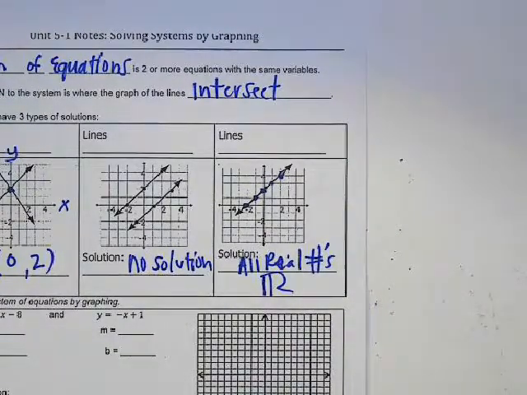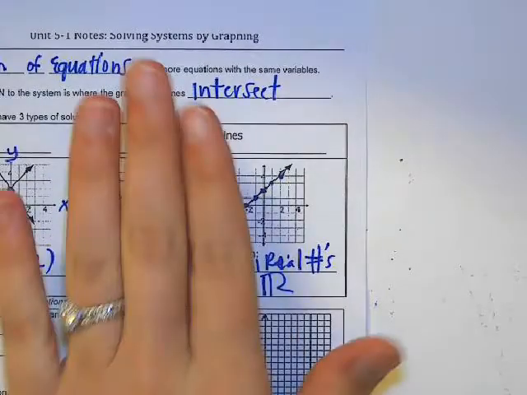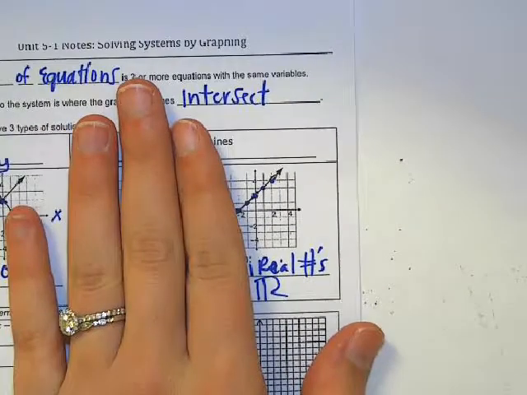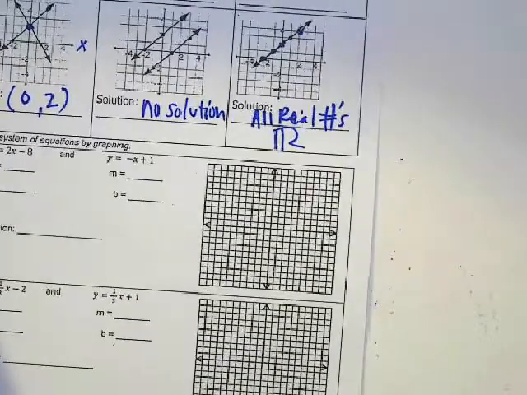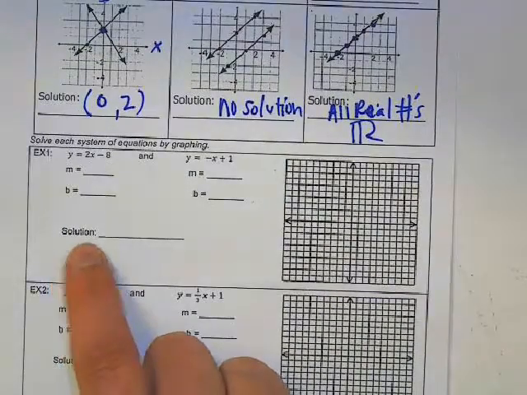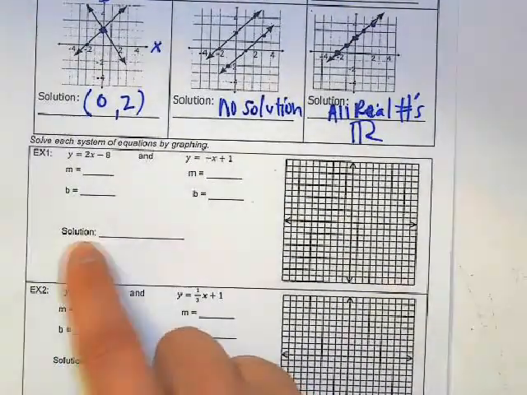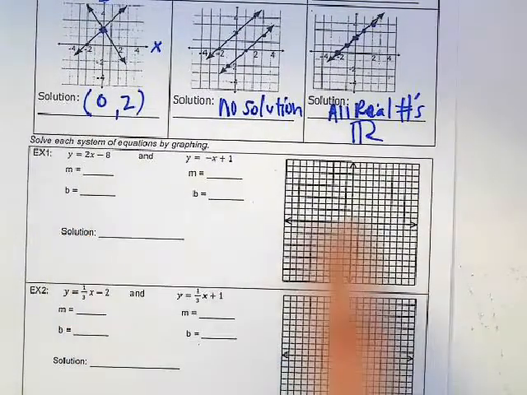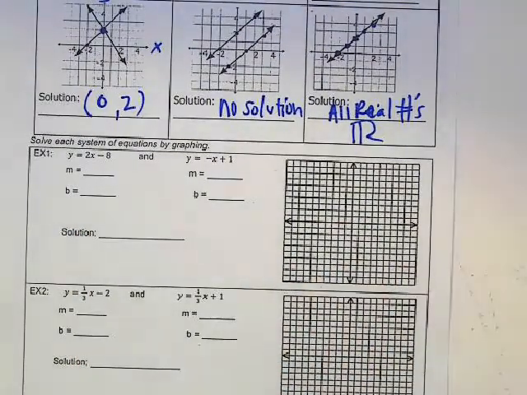That's everything that we're going to talk about. Today, we're just going to be talking about graphs. We're going to take it day by day. It says solve each system of equations by graphing. My end goal is to know where they cross. That's the solution. So in order to know where they cross on the graph, I have to graph them.